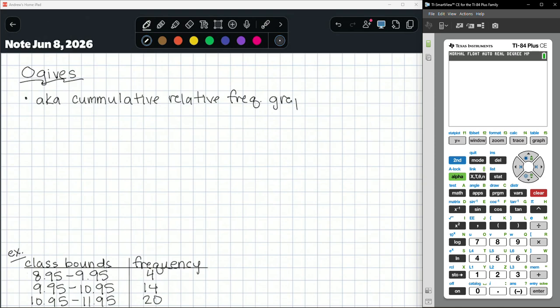And you can now see why I like ogive so much. Much easier to say. Cumulative relative frequency graph, on the other hand, does a much better job of telling us what this graph is.